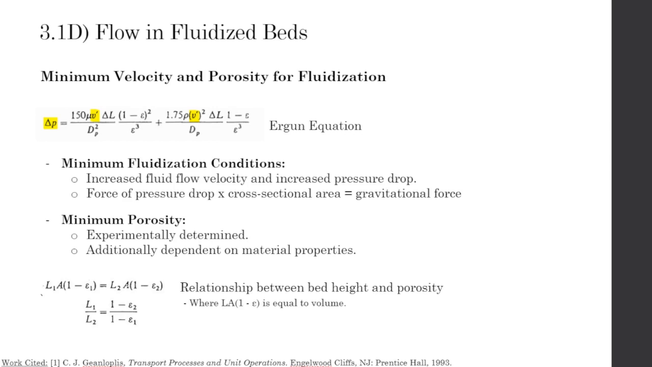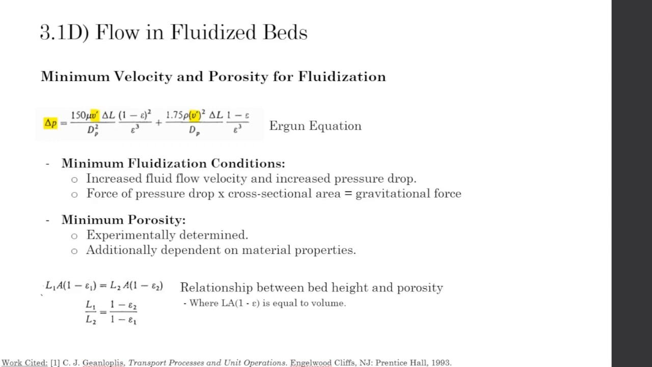So here we have the Ergun equation, and as you can see we have delta P, which represents the pressure drop, and we have V prime, which represents the velocity. So by increasing the velocity to a certain amount in order to onset particle motion, you are also increasing the pressure drop. So for the conditions for minimum fluidization, we need the force of the pressure drop times the cross-sectional area of an empty bed to be equal to the gravitational force on the particles, because this will cause the particles to begin to move, which is something that they won't do at lower velocities.